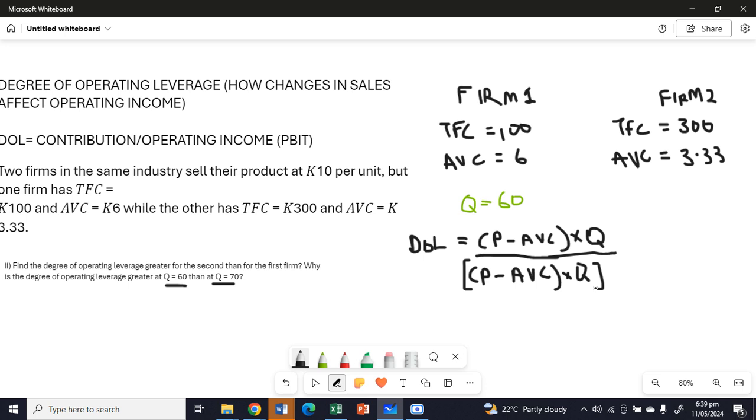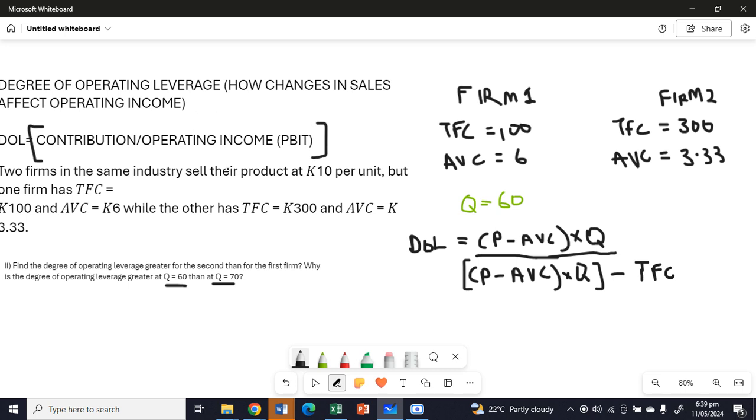as I said, the operating income comes when you subtract the fixed costs from the contribution. So here, this P minus ABC times Q, which is above there, this is the contribution, minus the total fixed costs. This will give us our operating income. Okay, colleagues? It's the same formula I've shown here, the contribution over operating income.